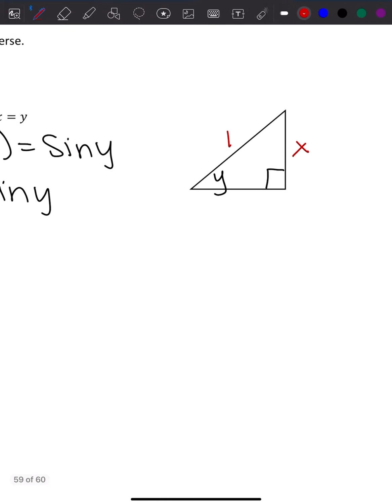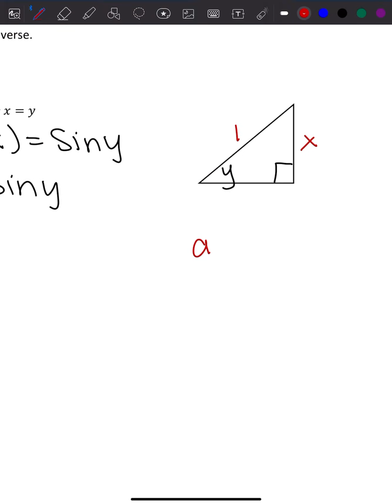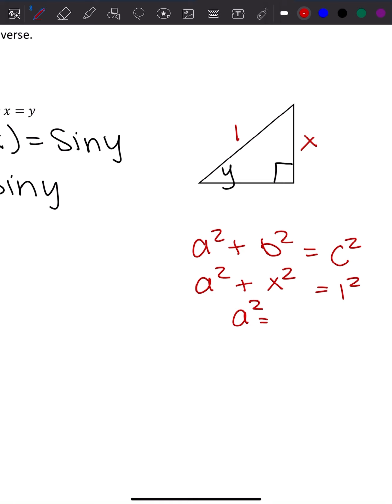So let's solve for this third side really quick. In order to solve for it, we need our Pythagorean theorem, a squared plus b squared equals c squared. C is always our hypotenuse, and it doesn't matter which one's a and b. So I'm going to say b is our opposite side. So a squared plus x squared equals 1 squared. We're going to move the x squared over, so a squared is equal to 1 minus x squared.